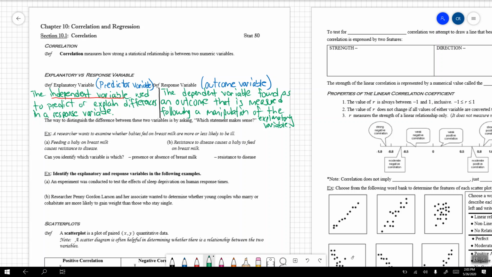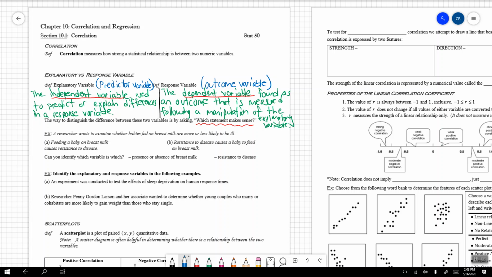Now, when we're trying to identify which is the independent and which is the dependent variable, what we typically ask ourselves is which statement makes more sense. To illustrate this, we're going to work on an example really quickly.